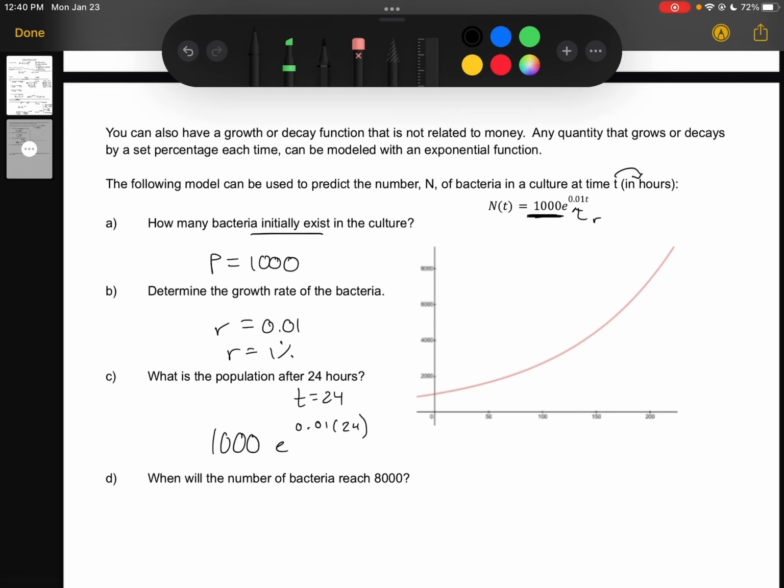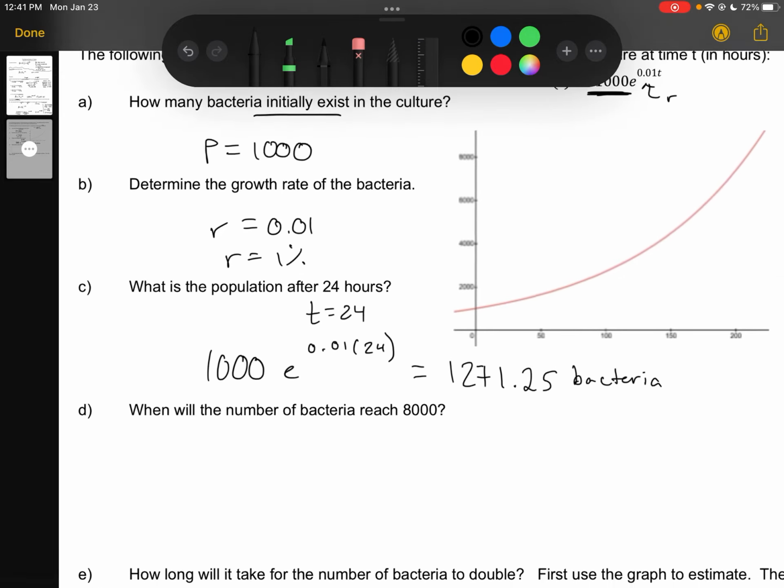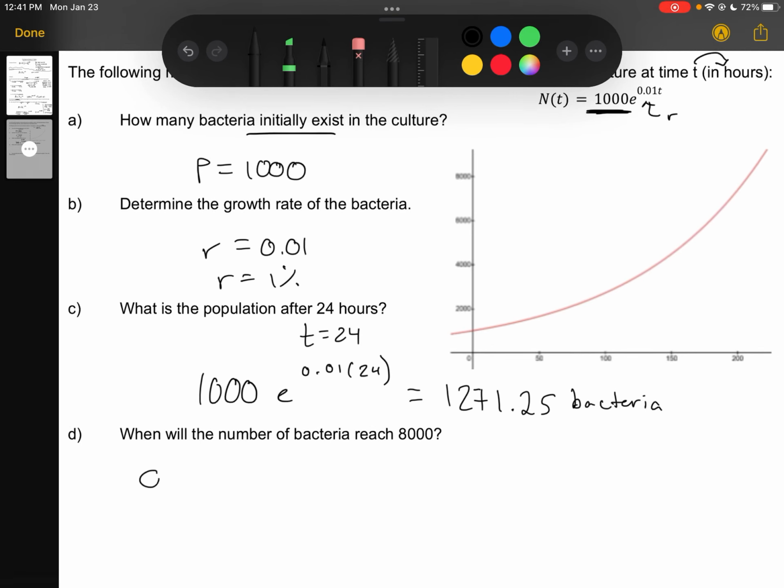So we could do 1,000 times e^(0.01 times 24). So this is, again, just calculator math. Jump over to the calculator. e to the 0.01 times 24. Multiply that by 1,000. And we'll see here 1,271, we'll say about 25. So that's how much bacteria are in the population. Now finally, one example of solving here is when will it reach 8,000?